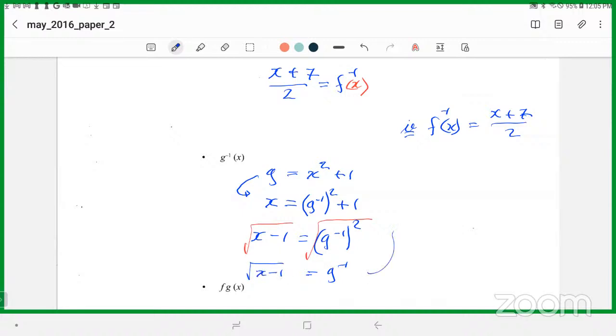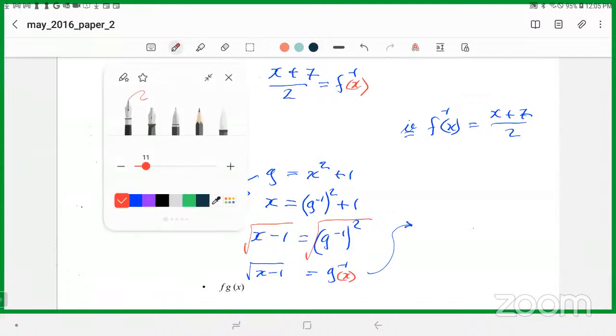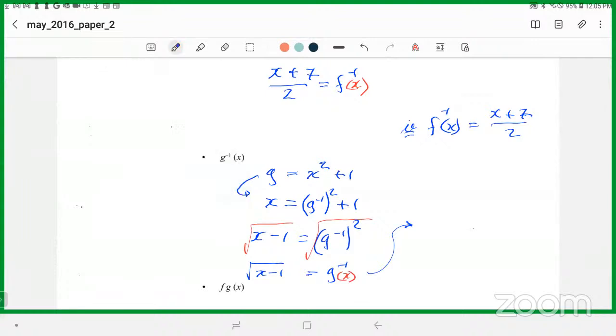Let's write it up here. So we're going to put in by the of x here now again. Let's write it in red. Put in by the of x. And so we're ending up that g to the minus 1 of x really is the square root of x minus 1 using a positive square root. There are situations where it will be the negative square root, but we're assuming that it is a positive.